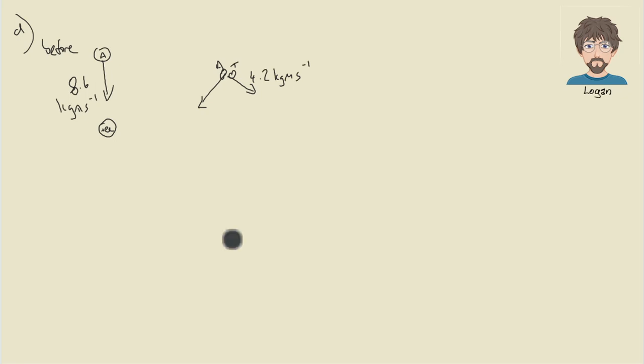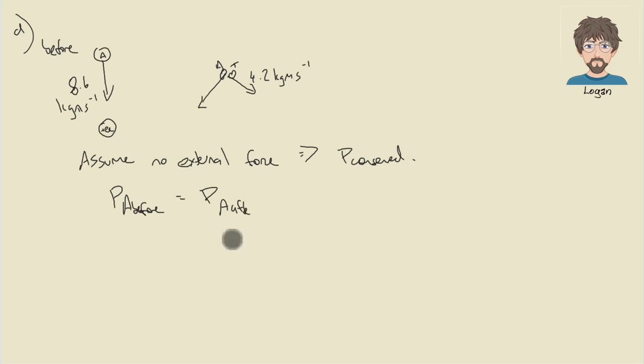And what we know again is if we assume no external force, therefore P is conserved, then P A before equals P A after plus P T after. Alright, and we don't know any angles yet, but we're going to be able to at least make a vector diagram.